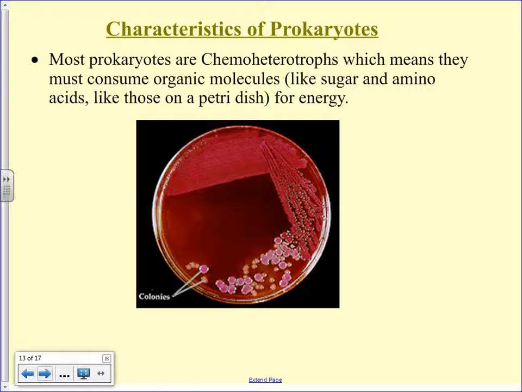Most prokaryotes are chemoheterotrophs, with the exception of blue-green algae. Blue-green algae are photoautotrophs. That's all you need to know about that. Actually, there are other slides, but that's it.